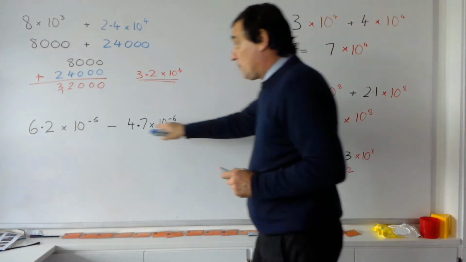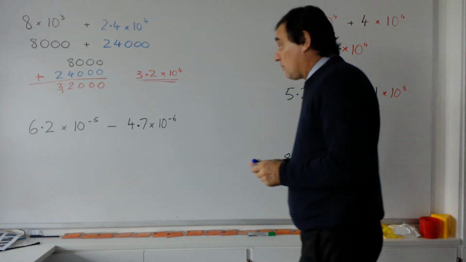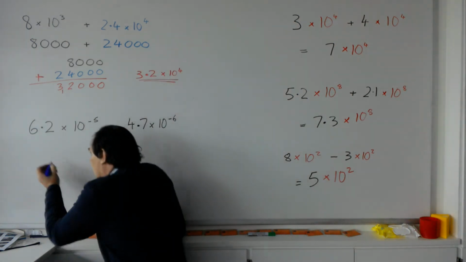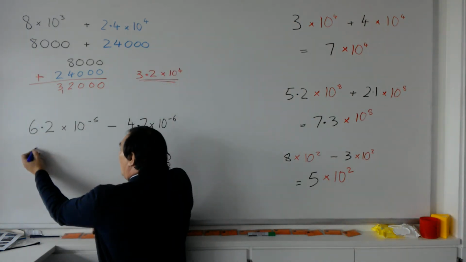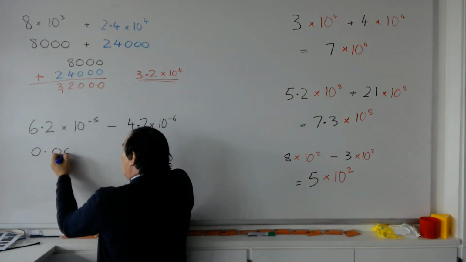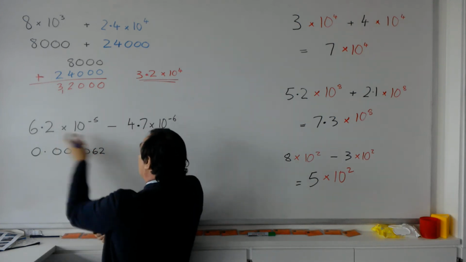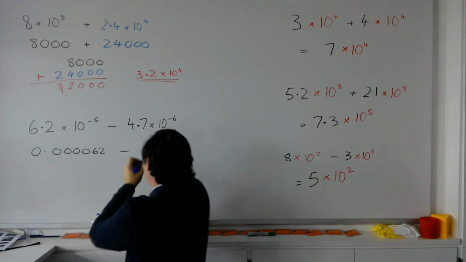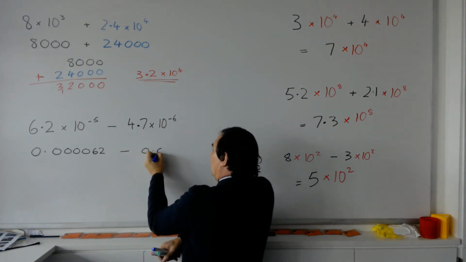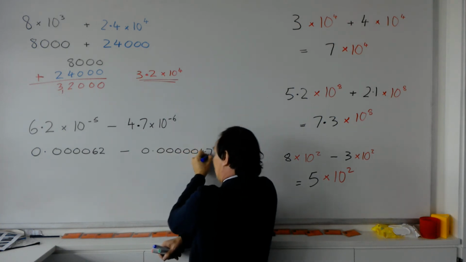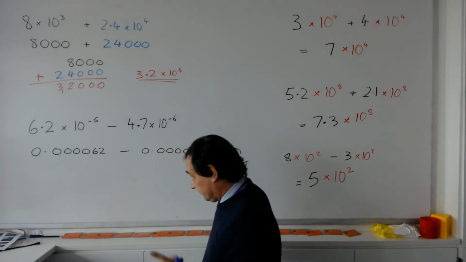Okay, let's have a look at this one here. So we've got minus powers here, and minus powers, remember these are decimal numbers. So again, I'm going to convert them straight away. 0.00062 minus 0.0000047. So those are two numbers converted.